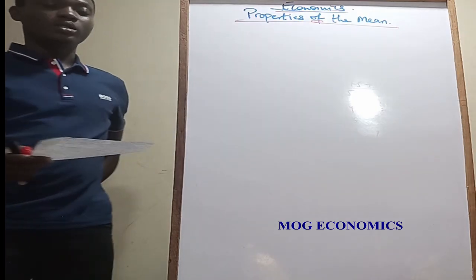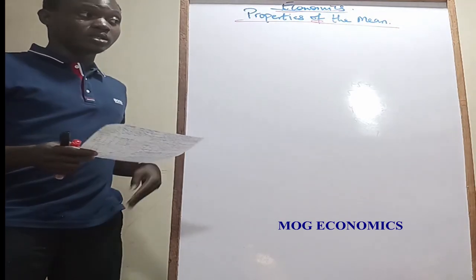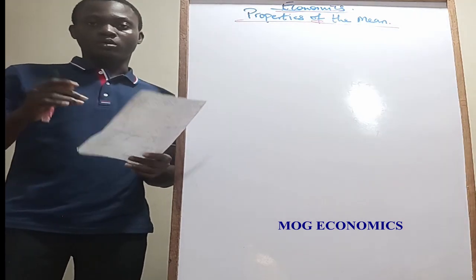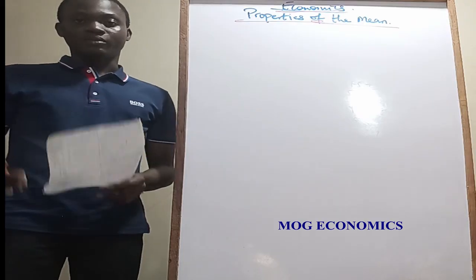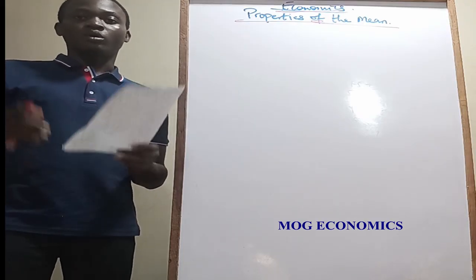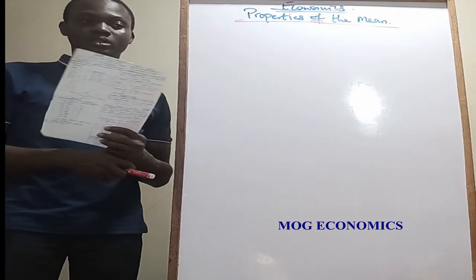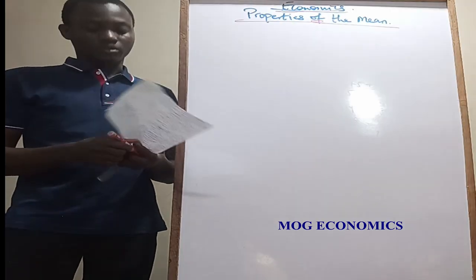Number 1, we look at the sum of the deviations from the mean. Now, the sum of deviations of a given set of observations from their mean gives us 0. So what exactly is deviation? Deviation is just the difference between a value and a reference value.